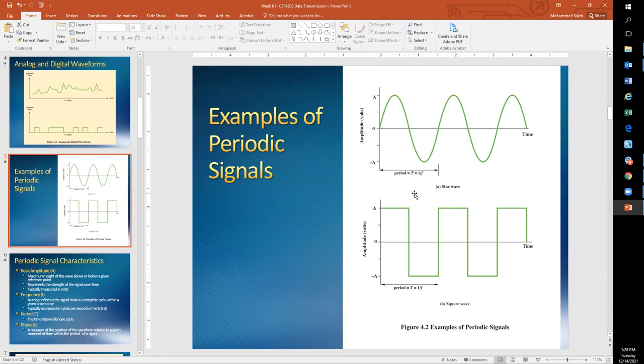Like speed, you know, we measure speed in kilometers per second. Same thing with frequency: it is the number of cycles per second, and the unit for frequency is hertz. The equation for the period is T equals 1 over F.